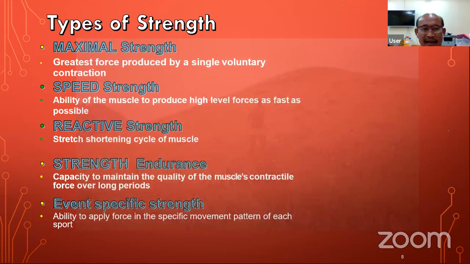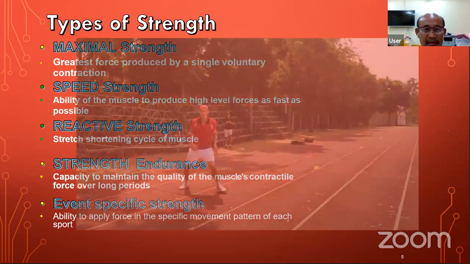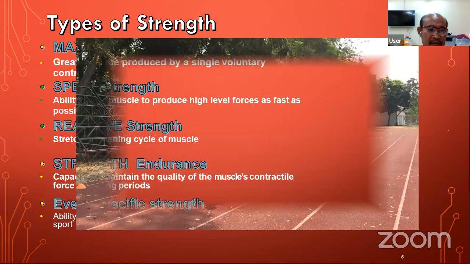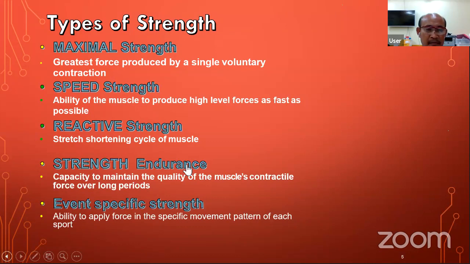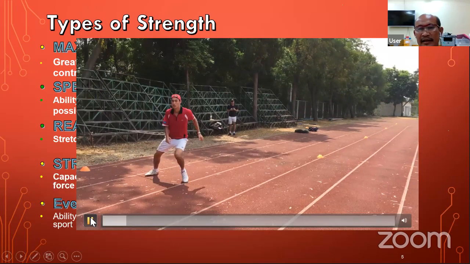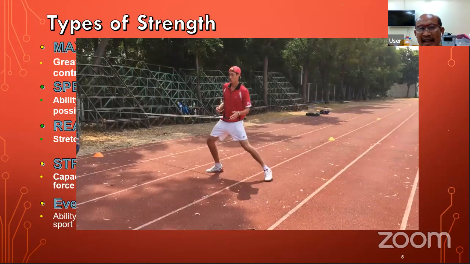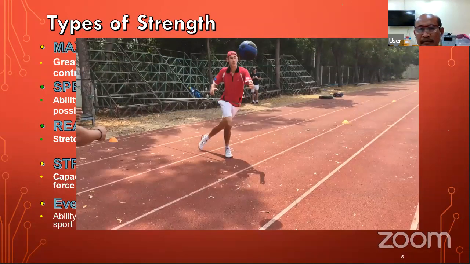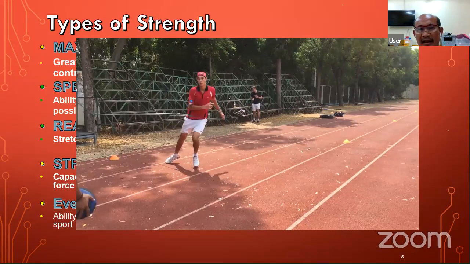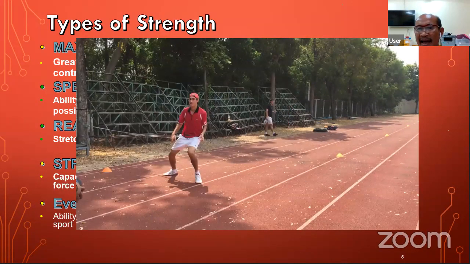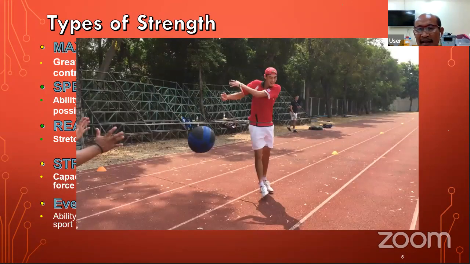Next one will be the event-specific strength, also from a tennis player. We have 2 resistances, one from the elastic tube and another from the medicine ball. This is a rotational force application. Yes, it is the backhand movement of the athlete.